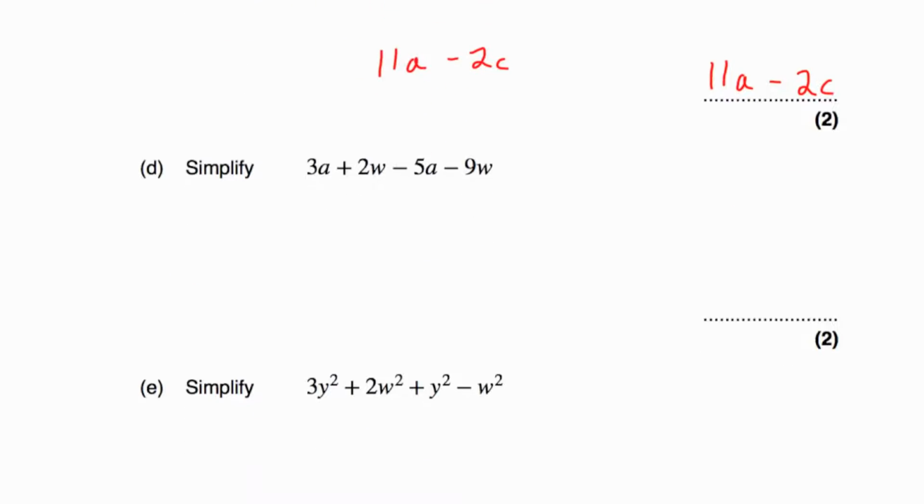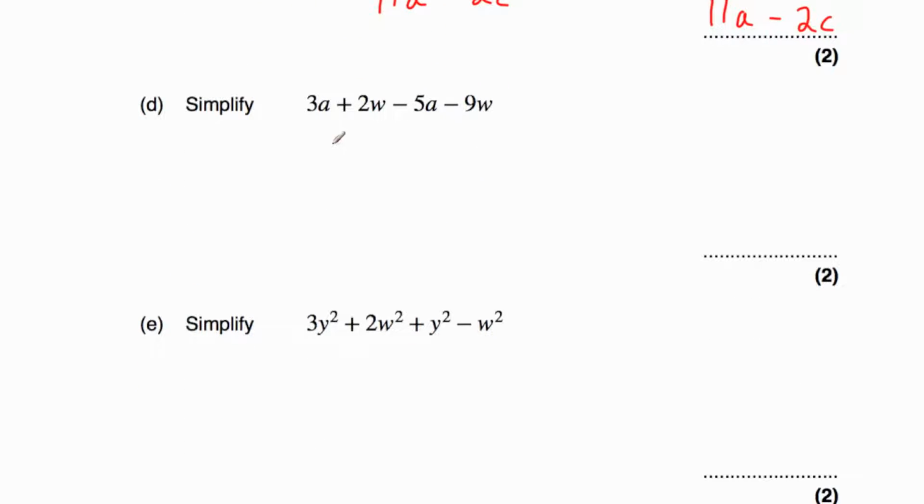Okay, question D. Question D says to simplify 3a plus 2w minus 5a minus 9w. So let's do our a's first of all. We've got 3a's take away 5a's. Well, if you had 3 lots of a and you take away 5 lots of a, that would leave you with minus 2 lots of a, minus 2a. Then we've got plus 2w take away 9w, which would be minus 7w, so the answer would be minus 2a minus 7w.